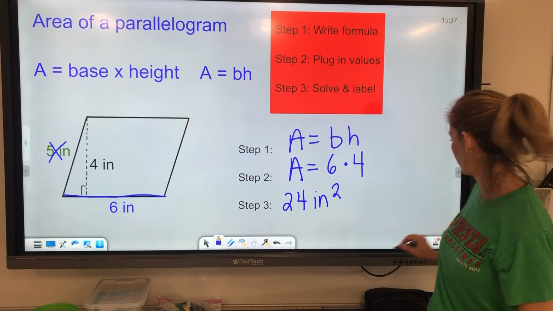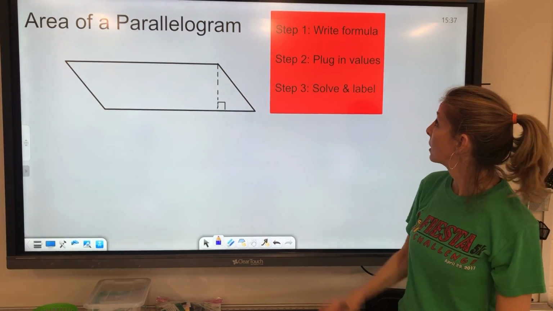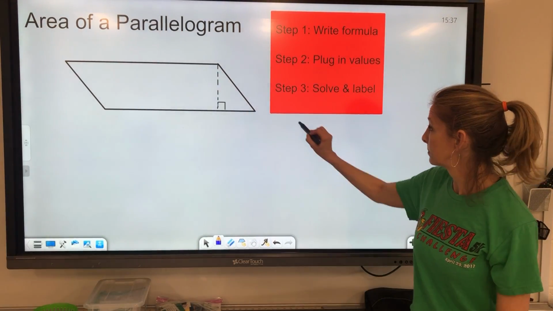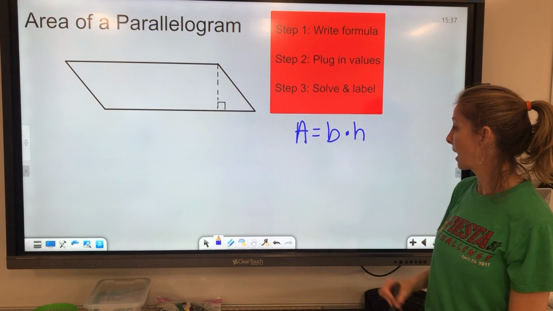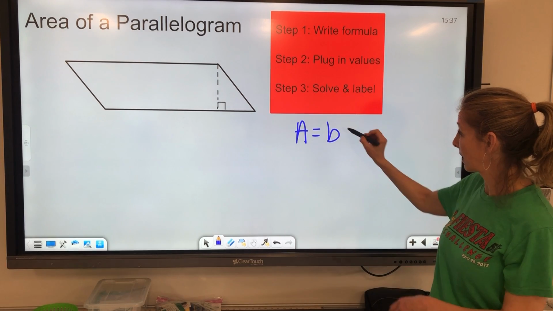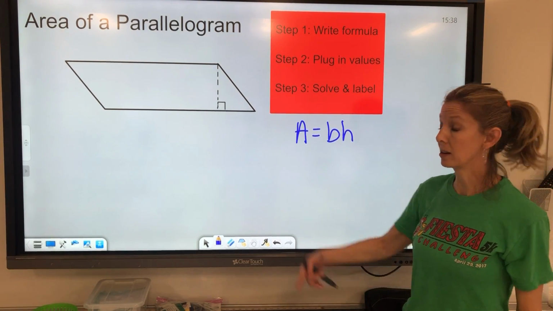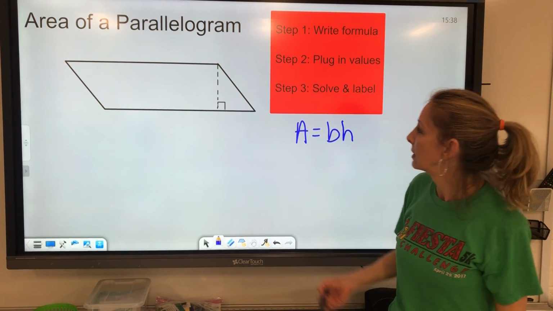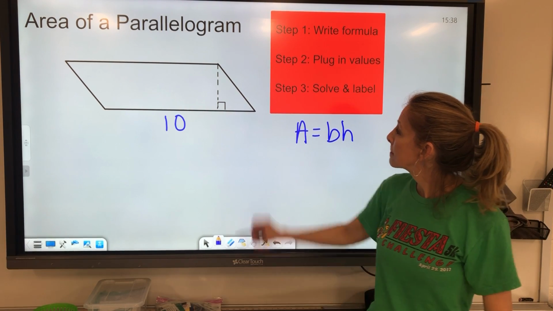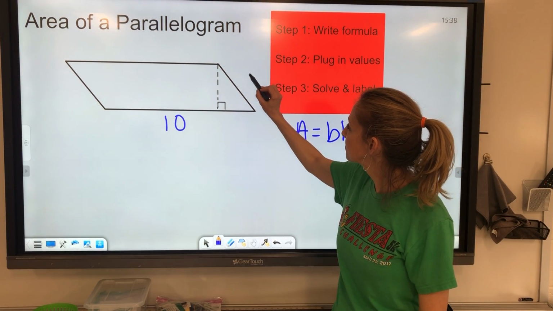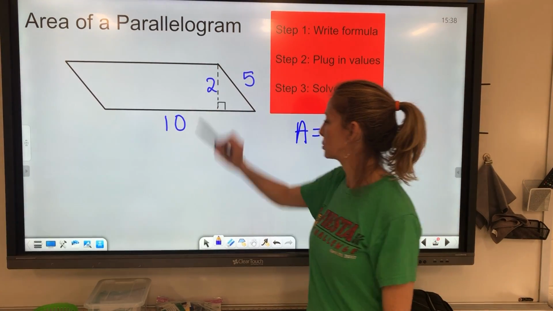Let's try another problem with a parallelogram. All right, here is another parallelogram. First, we're going to write our formula. So area equals base times height. I don't really need that dot there, right? I can just write the letters right next to one another. Okay. Step 2, plug in the values. Well, I haven't labeled anything yet, so let's take a look here. Let's say this was a 10. This was perhaps a 5, and this was a 2.